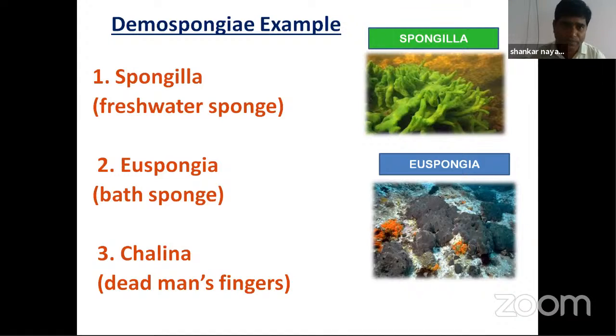See Demospongiae examples. Spongilla, a freshwater sponge. Euspongia, also called bath sponge. Chalina, called dead man's finger. Spongilla is called a freshwater sponge because we can find it in freshwater. Euspongia is used to scrub the skin, therefore it is called bath sponge. Chalina is also called dead man's finger. When human beings die, their fingers look frozen. How the dead man's fingers appear, Chalina appears the same. Therefore, this is called dead man's finger.